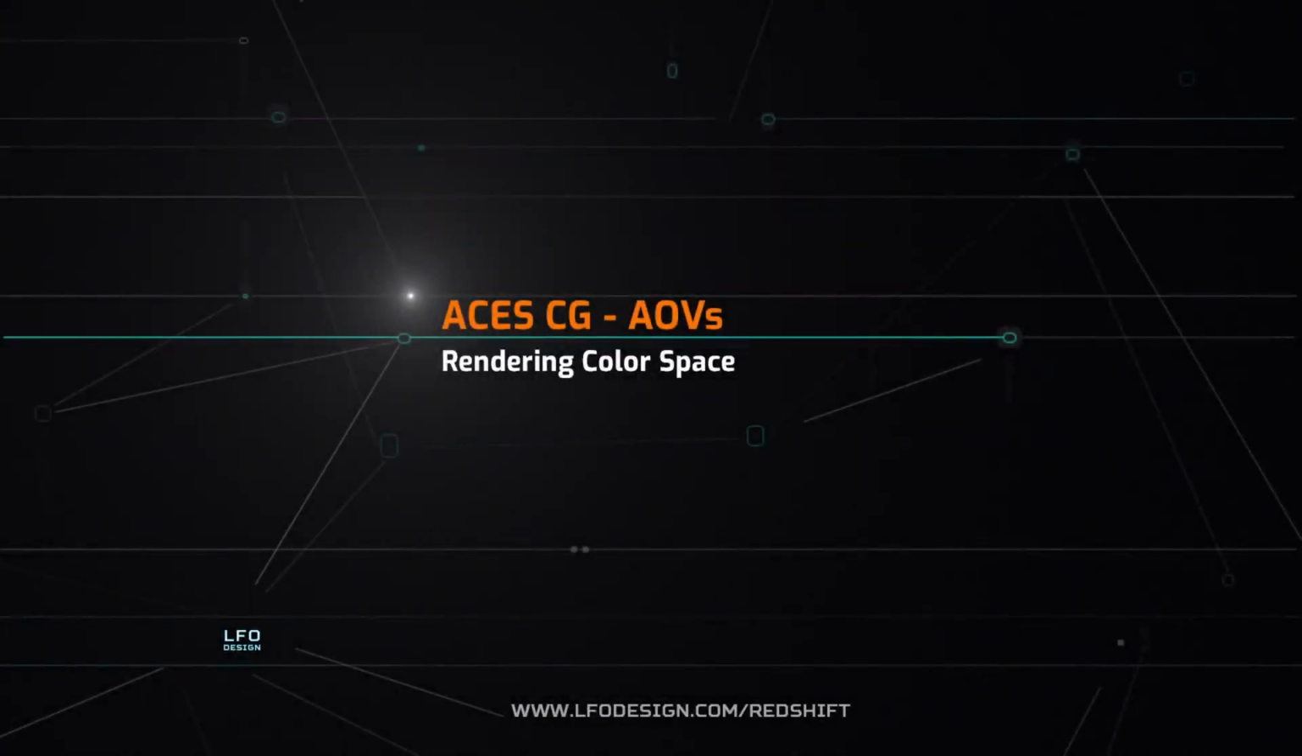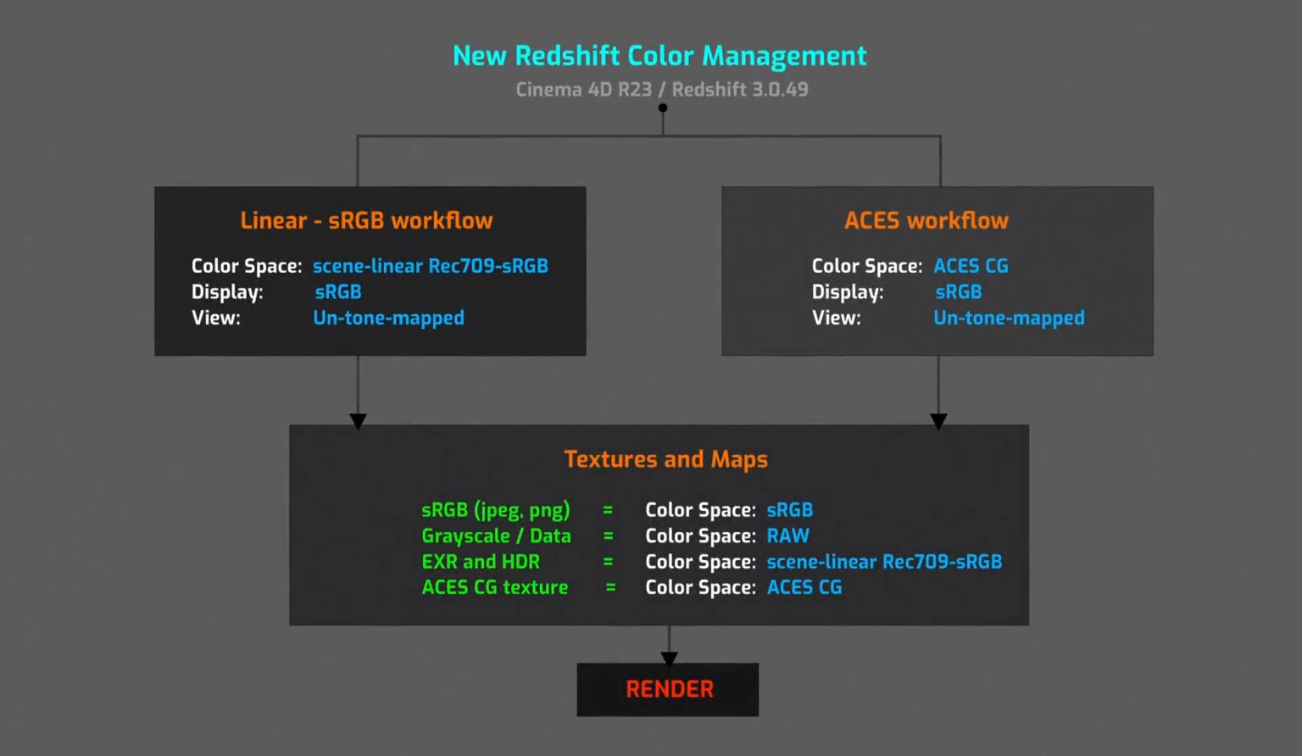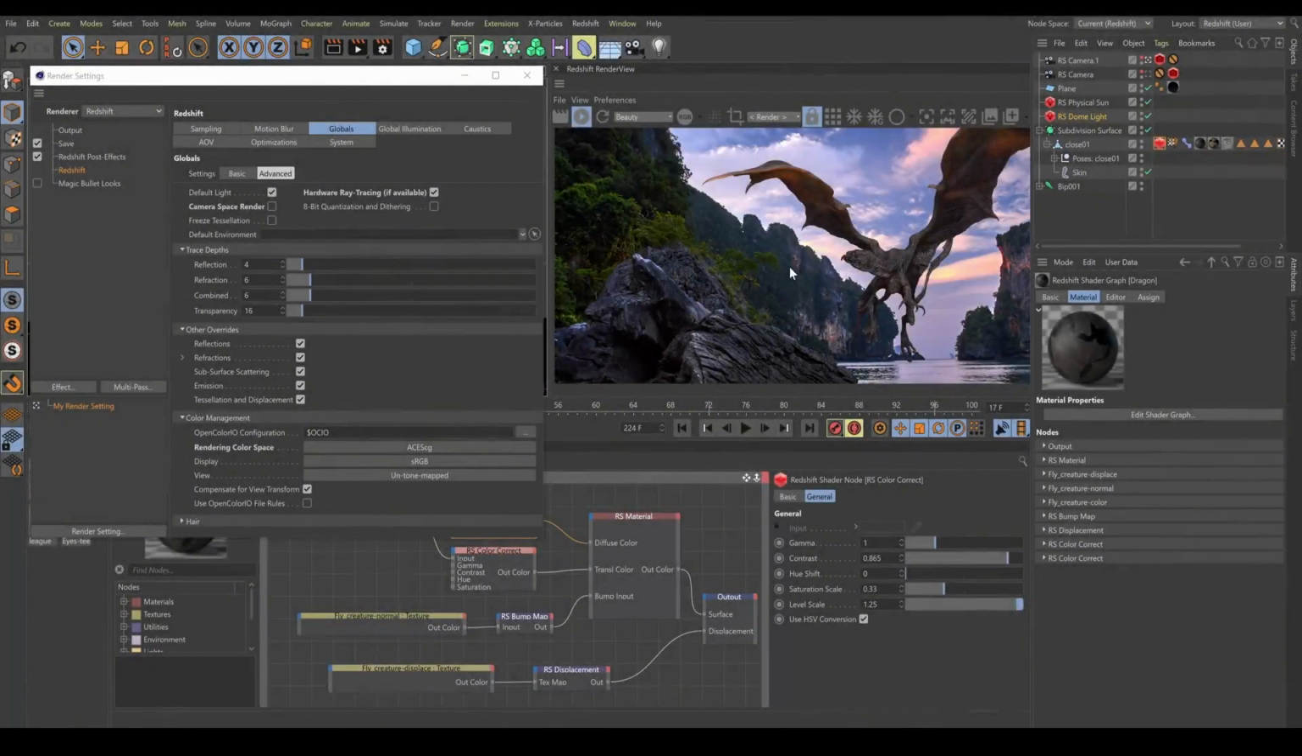In this chapter, we will have a look at ACES AOVs. In the previous chapter, I already explained the new Redshift color management, how to correctly set up textures, the ACES CG workflow, and how to correctly save rendered results. For demonstration of how Redshift AOVs work with ACES color management, I'm using the same scene as in the previous chapter. Rendering color space is already set up to ACES CG.